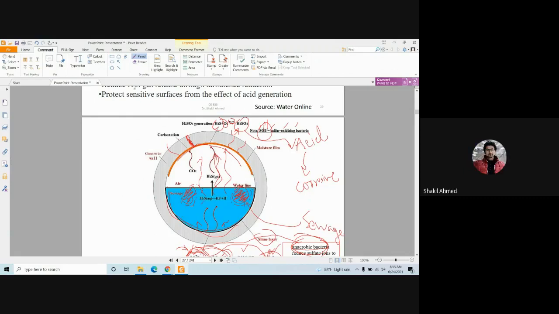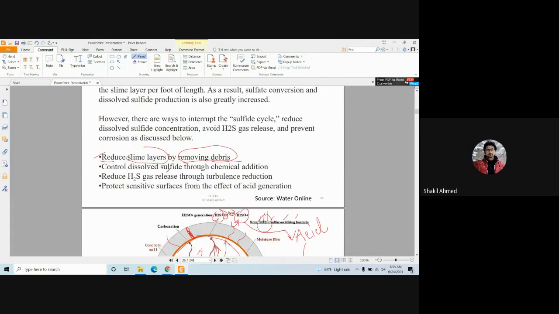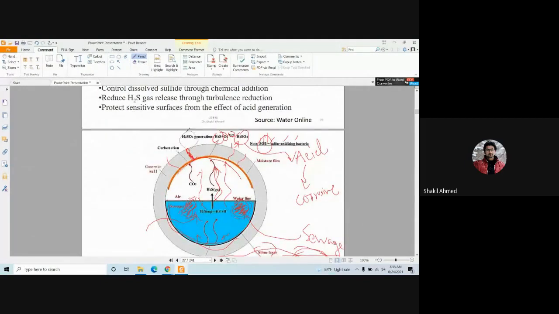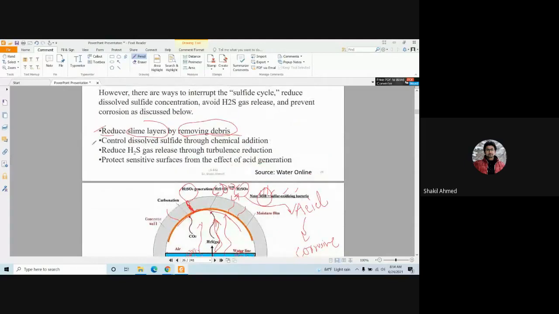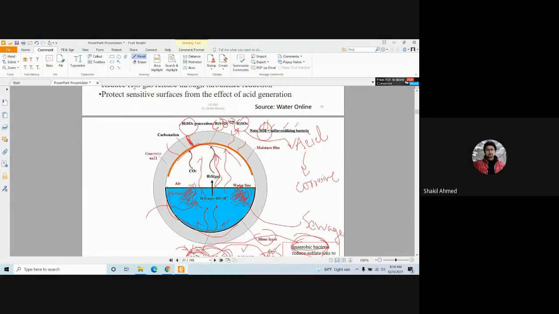Because they have organic matter in the sewage as food, bacteria take this food and grow on the surface of the debris. So if you can reduce or remove this debris, then the amount of bacteria will be reduced. Therefore, the generation of H2SO4 will also be reduced. Number two, control dissolved sulfide through chemical addition. If you can stop this process here, then it should also reduce the H2SO4 generation.